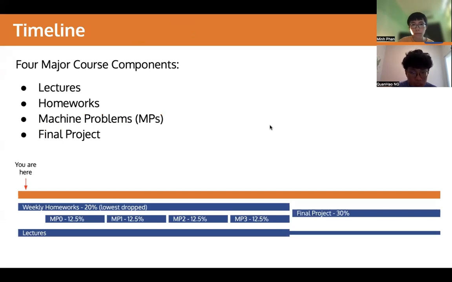So here is a timeline and also the grades breakdown between the different components. The weekly homeworks and the MPs will run for the first 2/3 of the class with lectures to accompany them. And finally we have the final project, which will take up most of the last 1 to 2 months of the class. Right now, we're at the beginning, and you can see the distribution as we move through the semester.